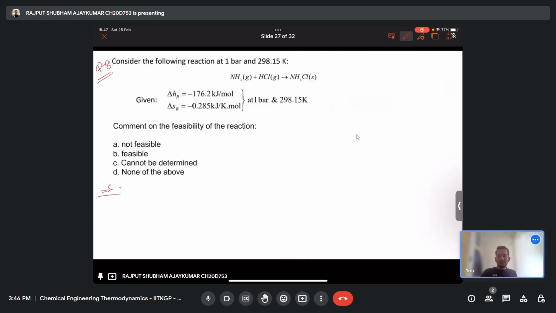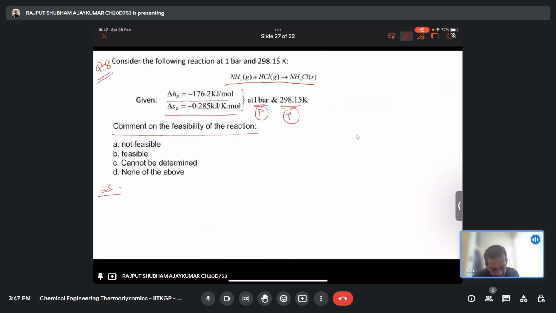So they have said: consider the following reaction at 1 bar and 298.15 Kelvin. We have been given ammonia reacting with hydrogen chloride to form ammonium chloride, NH4Cl, which is solid. So the two gaseous molecules combine to form a solid product. The enthalpy change of reaction and entropy change of reaction have been given to us, that is delta HR and delta SR at 1 bar. So this is the pressure and this is the temperature in Kelvin.